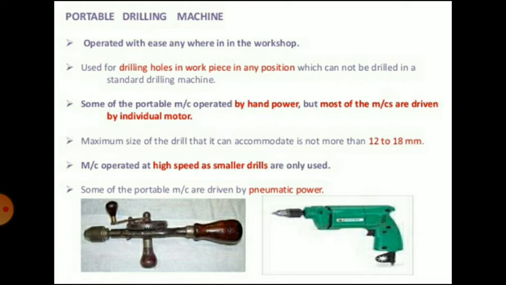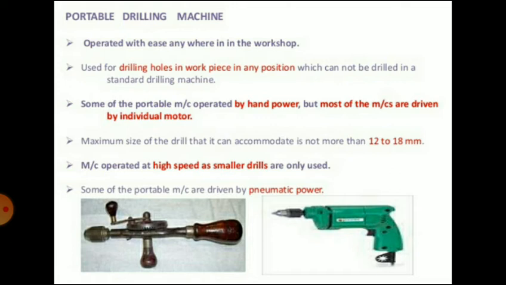This type of drilling machine can be operated anywhere in the workshop. So it is used for drilling holes in workpieces in any position which cannot be drilled by a standard drilling machine. When a standard drilling machine is difficult to use at a particular place, then you can go for this portable drilling machine. It may be hand operated, but most of the machines are electrically operated.